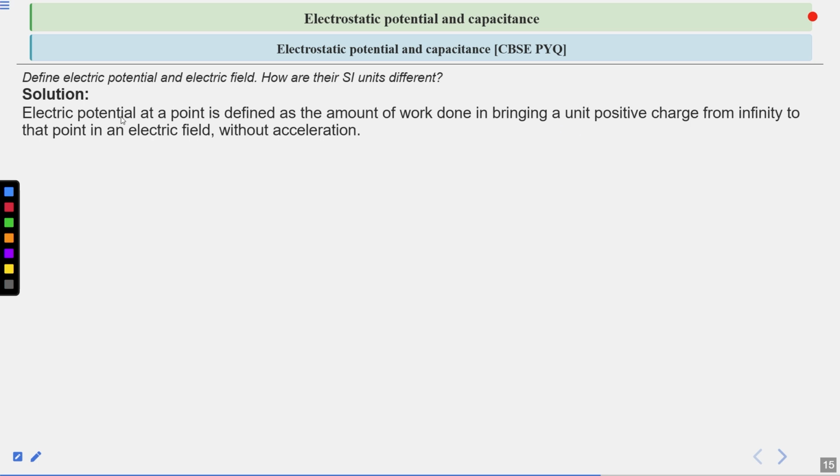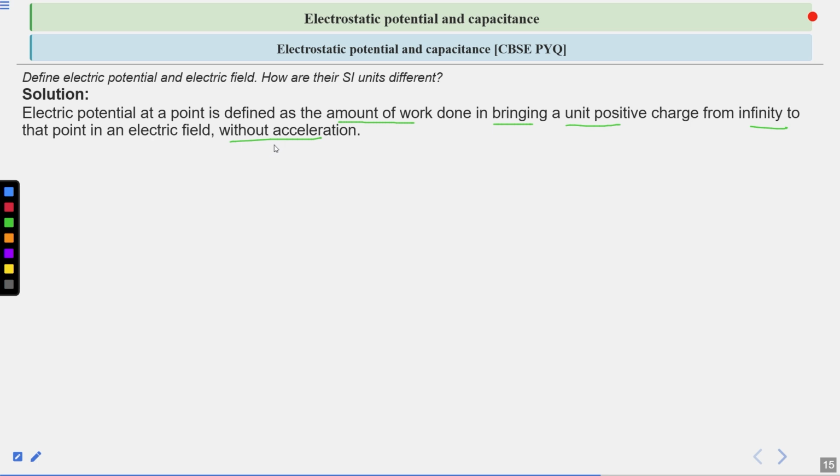So electric potential at any point is defined as the amount of work done in bringing a unit positive charge from infinity, where the potential is assumed to be 0, to that point in an electric field without acceleration, without any change in the speed. Why? Because we don't want any change in kinetic energy. We want all of the work done to be stored in the form of potential energy.